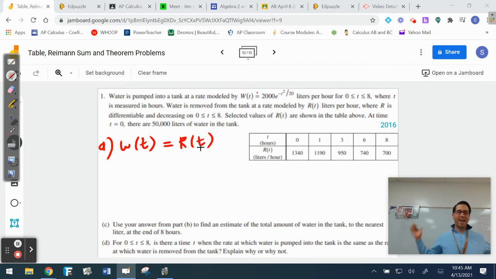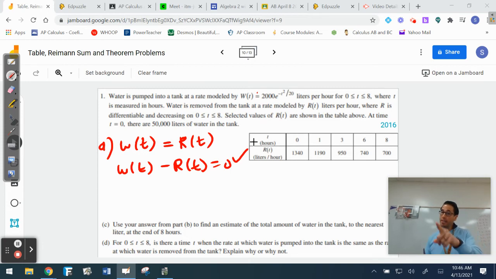How the heck do I find that out? Well, now I know how to do this one. So I know this is an IVT problem, but the only way W of t would equal R of t would be when W of t minus R of t would be equal to 0. KK, do you buy it? Well, you needed to buy it to be able to do this.